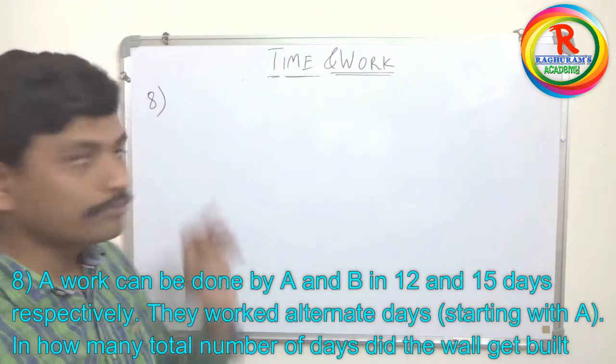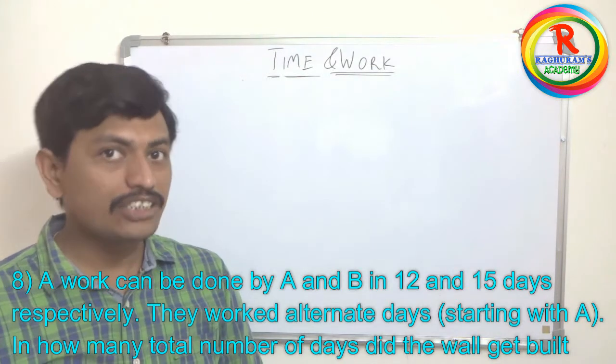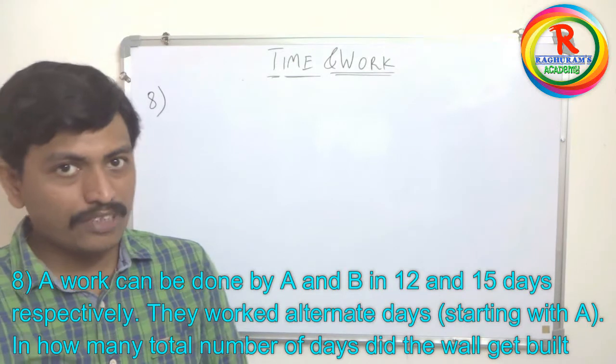Let us see next problem, 8th one. A work can be done by A and B in 12 days and 15 days respectively. They worked alternate days starting with A.